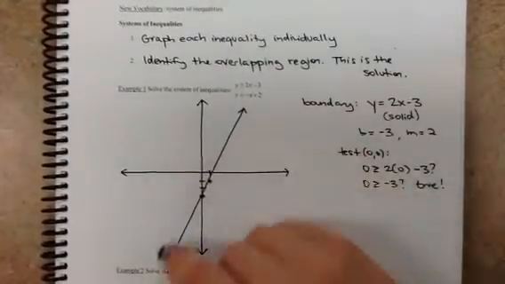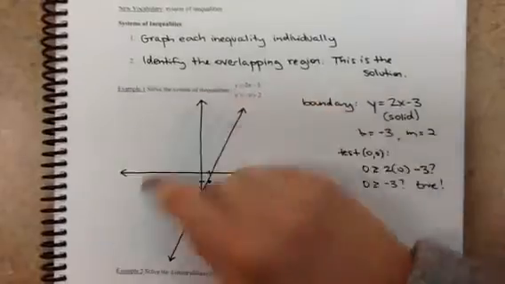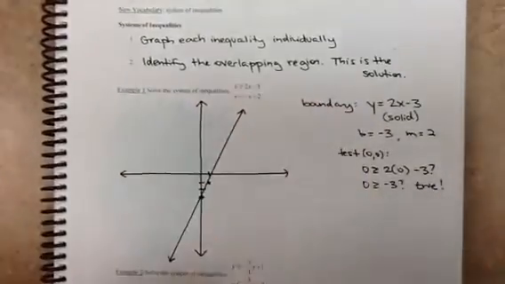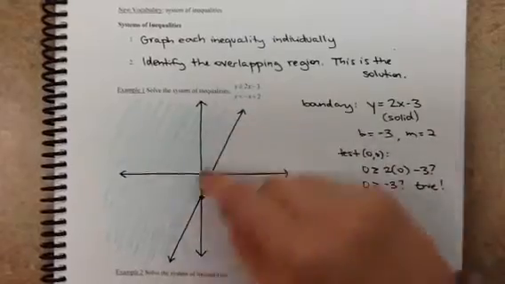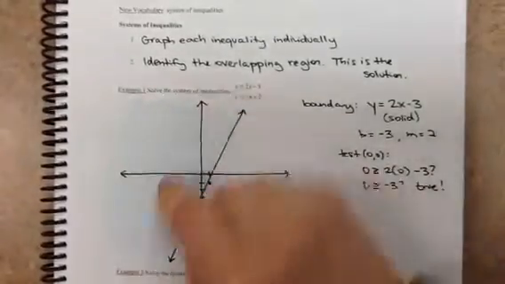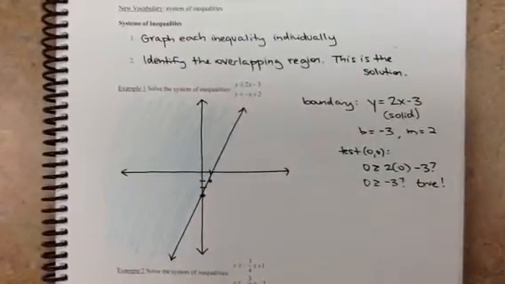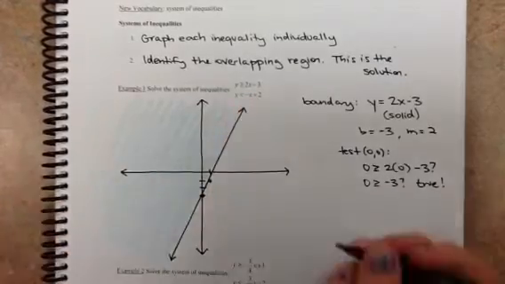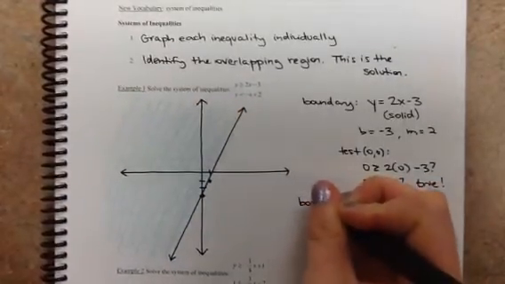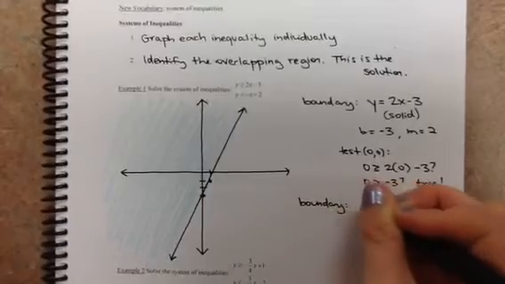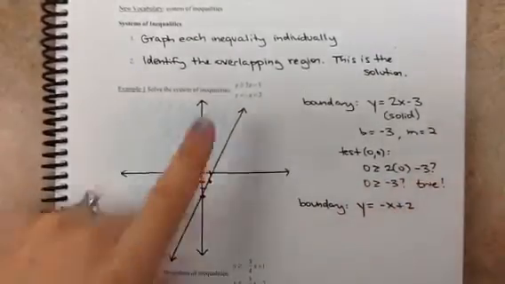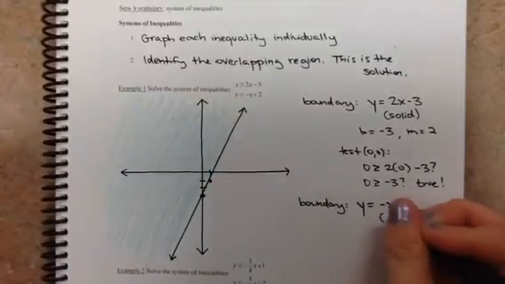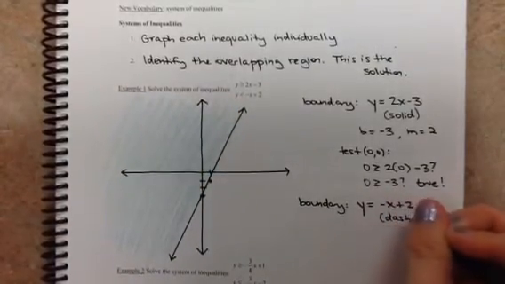So I'm going to give this just a quick shade in one color. I have selected turquoise blue for this one. It's kind of hard to see, but here we go. Okay, so that's that first region. Next, we're going to graph the second boundary. So the next boundary line is y equals -x plus 2. This one's strictly a less than, so it's going to be a dashed line.